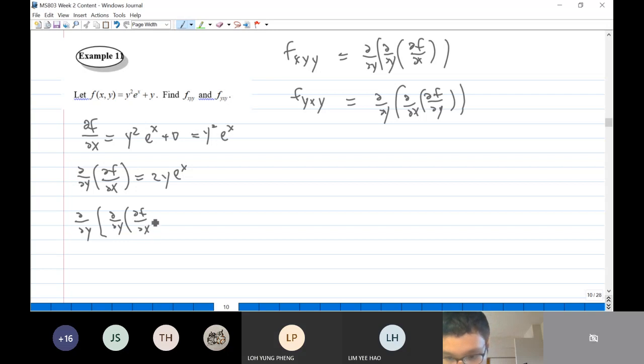So I'm going to differentiate again. So this is differentiate, you get 2y e to the x, right? So e to the x constant, 2 e to the x. Differentiate 2y, you get 2, right? Okay, 2 e to the x. So it's really not that difficult. I thought it's very difficult. Quite a simple question.